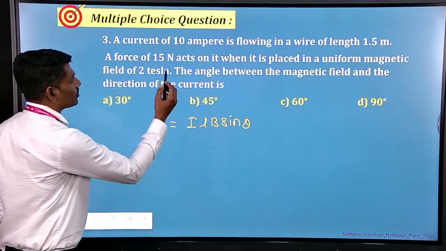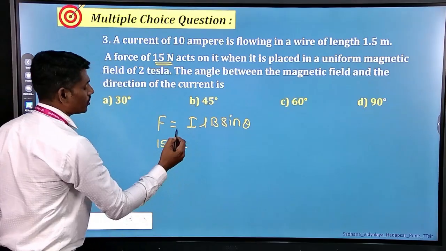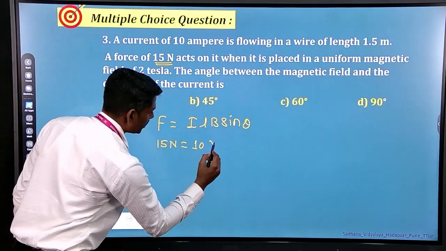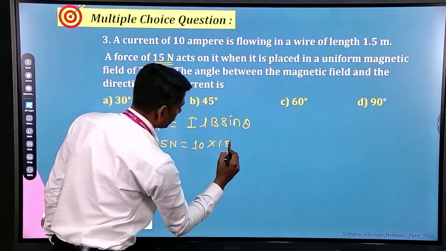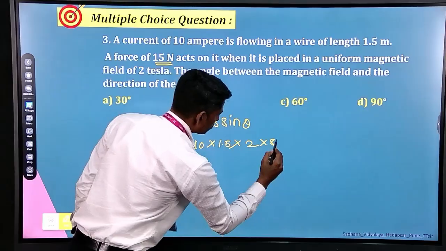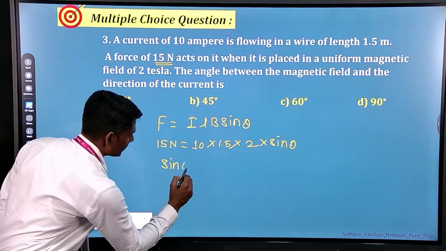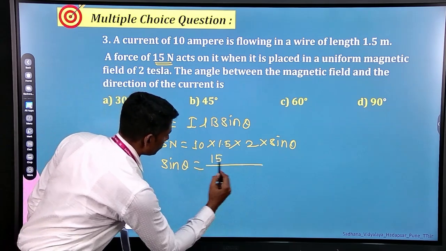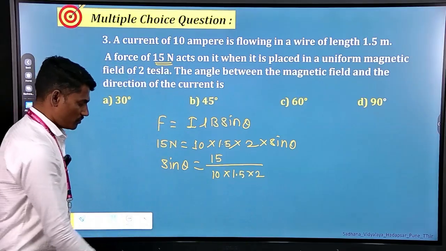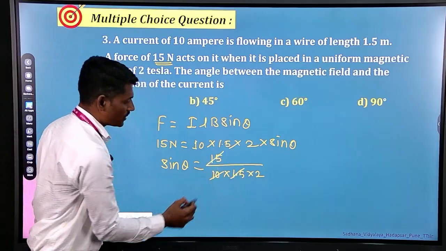Here F is equal to how much? F is equal to 15 Newton. Here we get 15 Newton is equal to I into L into B into sin theta. Current is 10 ampere. We get 10 into length of the conductor is 1.5, magnetic field here 2 Tesla, we get 2 into sin theta. Here we solve this simple MCQ, we get sin theta is equal to 15 upon 10 into 1.5 into 2, right? But here 10 into 1.5 is 15, but therefore here 15 and 15 get cancelled.